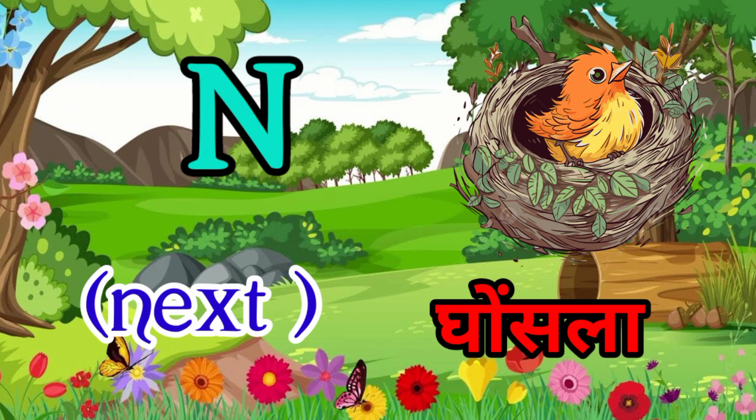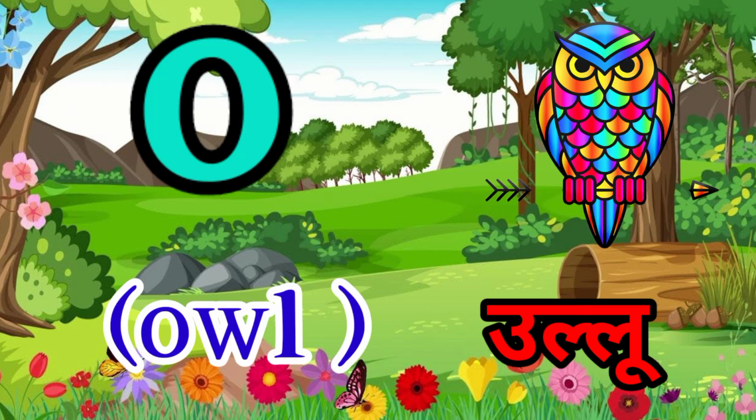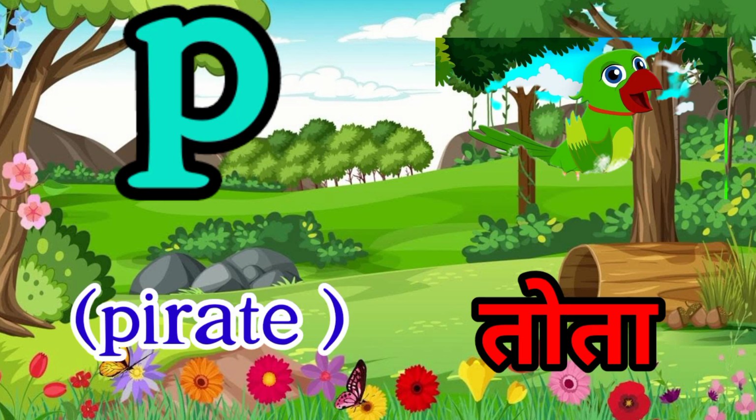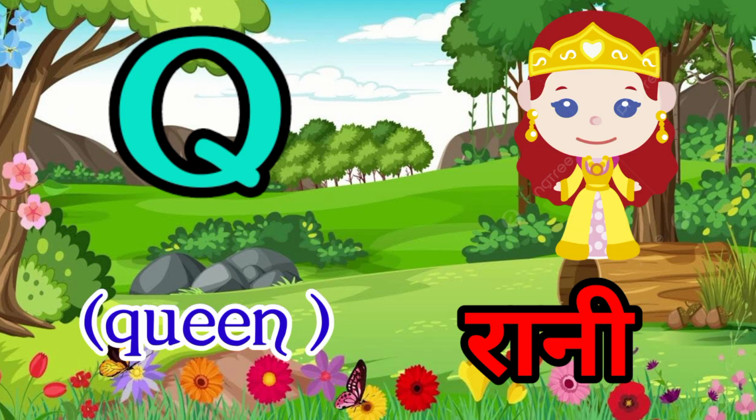N for next, next means hosla. O for owl, owl means ullu. P for parrot, parrot means tota. Q for queen, queen means rani.